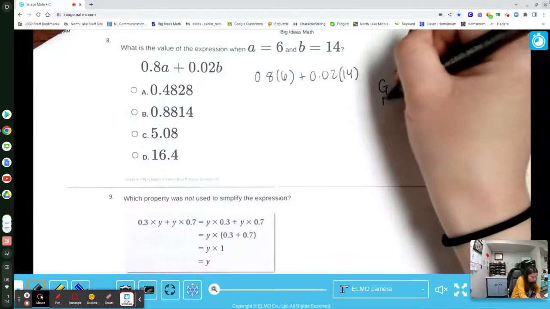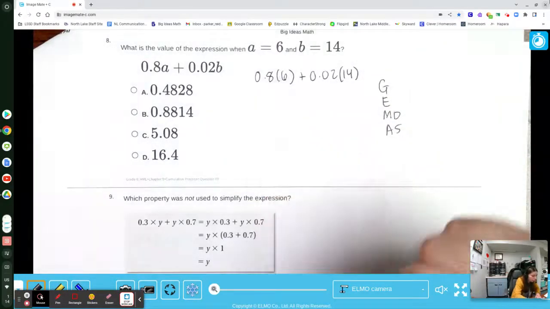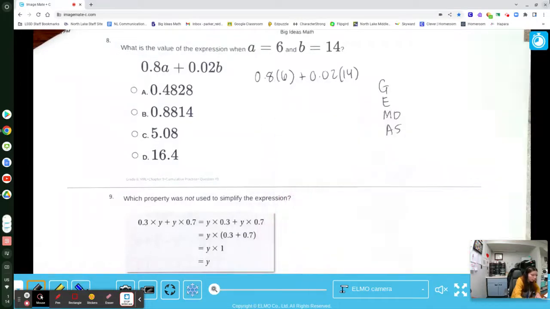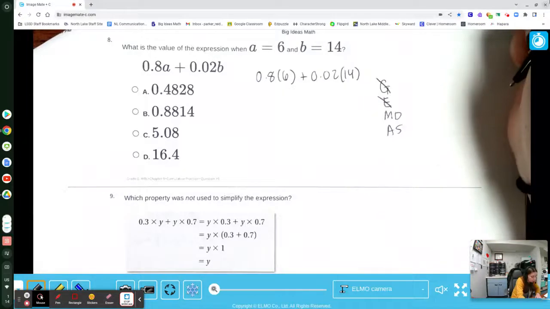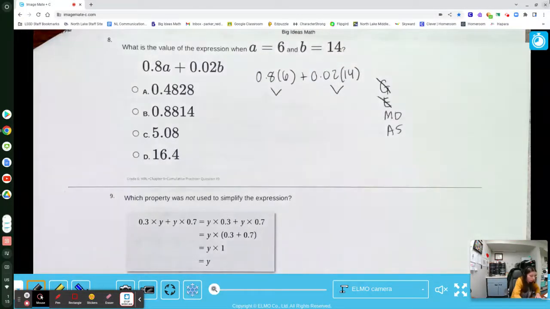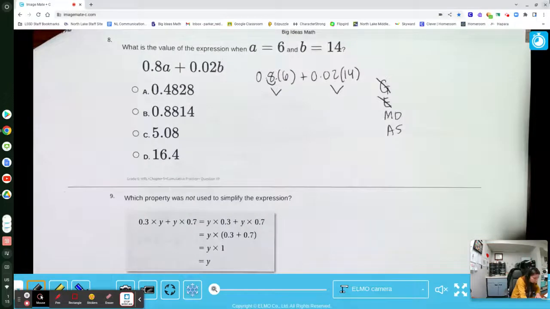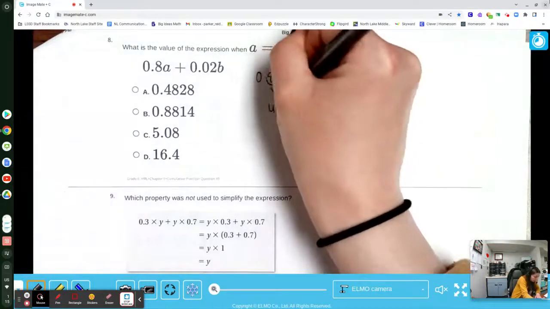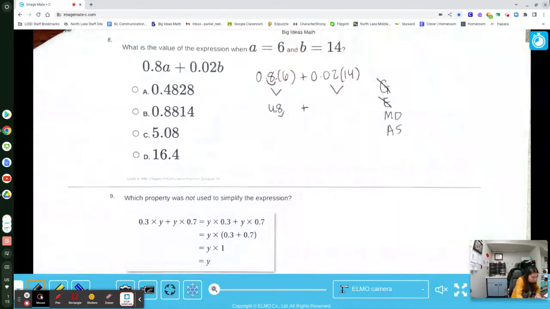Okay, now according to GEMDAS, I need to do grouping symbols first. Now there are grouping symbols, but there's nothing actually inside the grouping symbols to do, so I'm going to skip that. There's no exponents. I do have multiplication. I have it here and here, so I'm going to start with that. So when I do 0.8 times 6, I'm going to move the decimal 1 to the right so that it's 8. 8 times 6 is 48. And since I moved the decimal once, I'm going to move it back in once, 4.8.